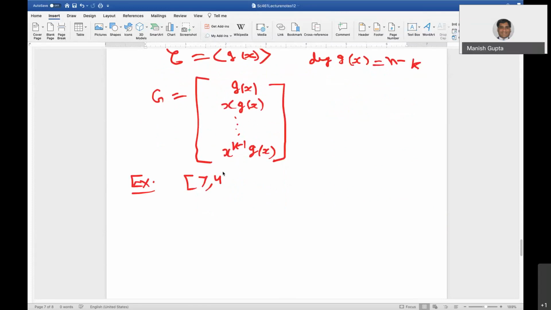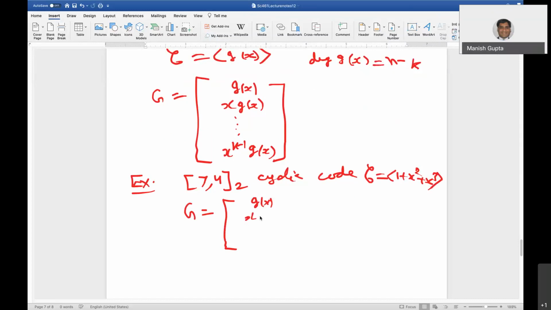If we have a (7,4) cyclic code C generated by 1 plus x squared plus x cubed, G can be written as g(x), x g(x), x squared g(x), x cubed g(x), with the last row ending in 0 0 1.